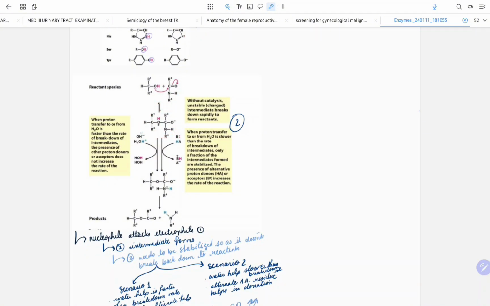enzyme. Water acts fast and stabilizes this intermediate, so the reaction rate doesn't actually increase. But in this case, since water doesn't act immediately and some of the intermediate is breaking down back to its component reactant, then what happens is that an alternative proton donor, in this case the amino acid residue that acts as an acid, is gonna act fast and stabilize these intermediates, which increases the reaction rate.